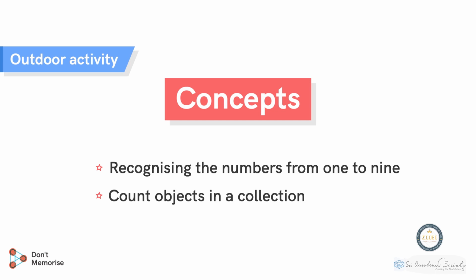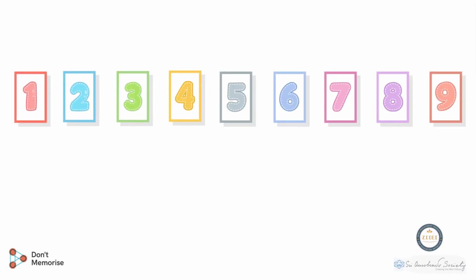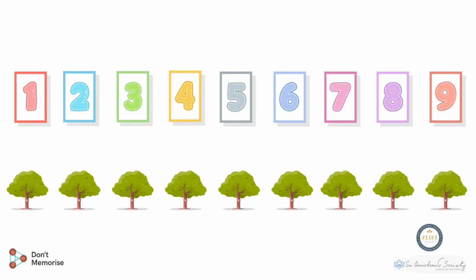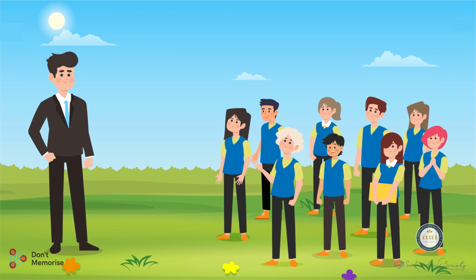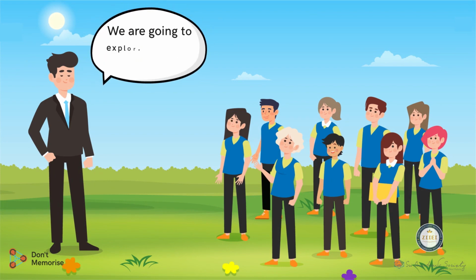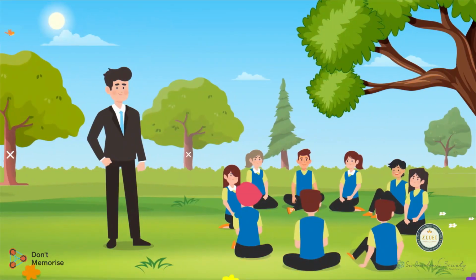To perform the activity, we will need to arrange number cards from 1 to 9. And before starting the activity, put a mark on 9 trees with white chalk. Next, inform the students that they're going to explore more of the entire school premises. Ask them to form a line and follow it to the ground. Let the students sit under a tree in a shaded area, forming a circle.